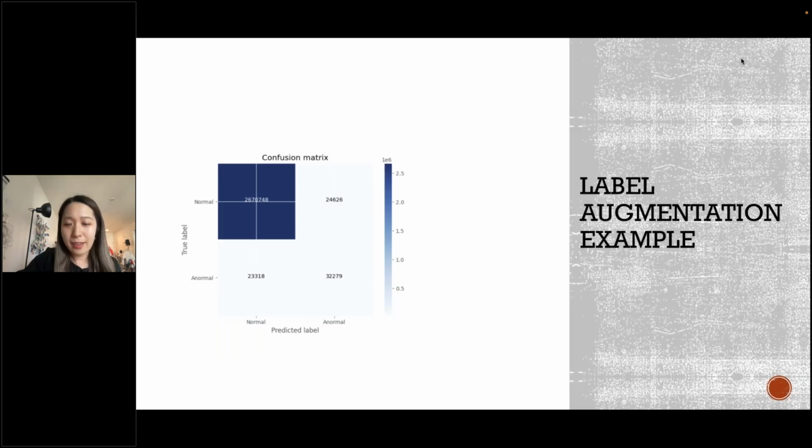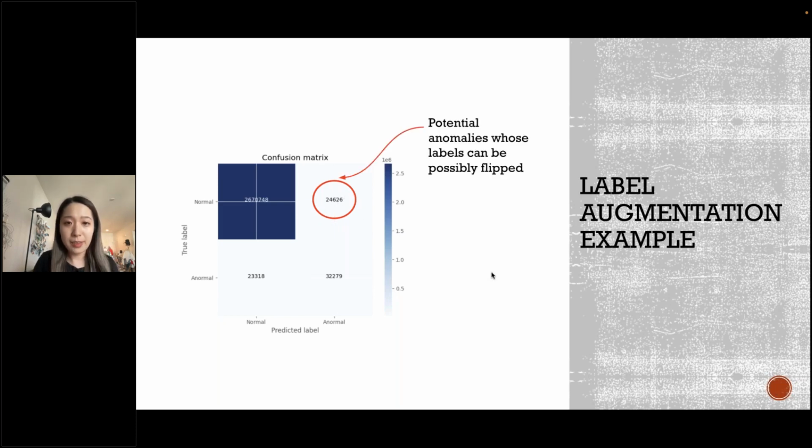And then there is the label augmentation part. After choosing the cutoff for my unified anomaly score, I plot this confusion matrix. There is some data that was normal in the past, but is considered abnormal after the anomaly detection system. For example, the 24K of them are potential anomalies whose labels can possibly be flipped in my future model training.